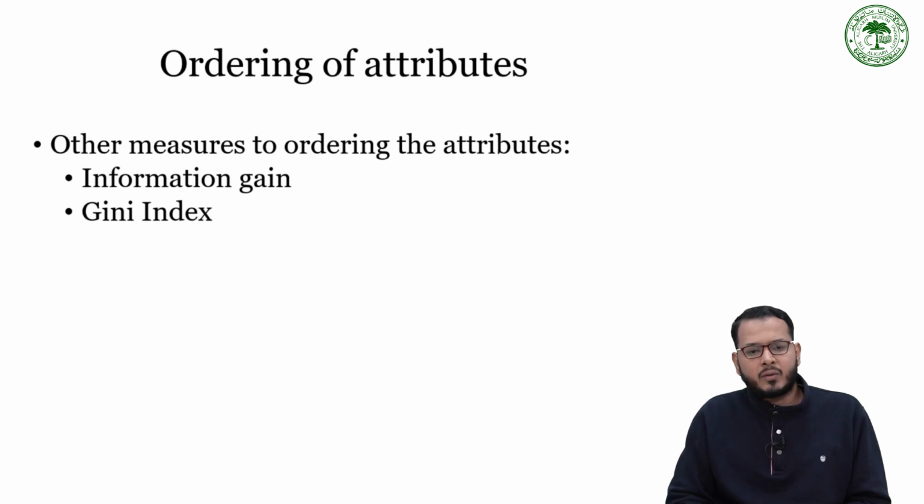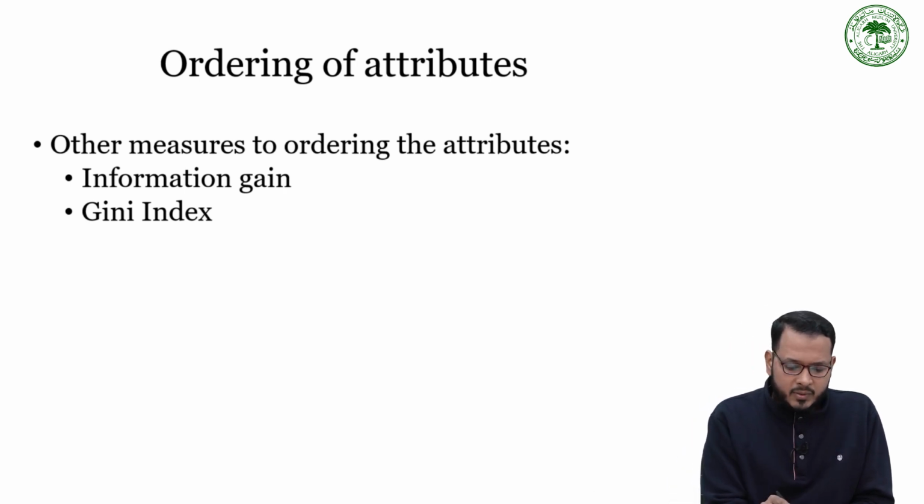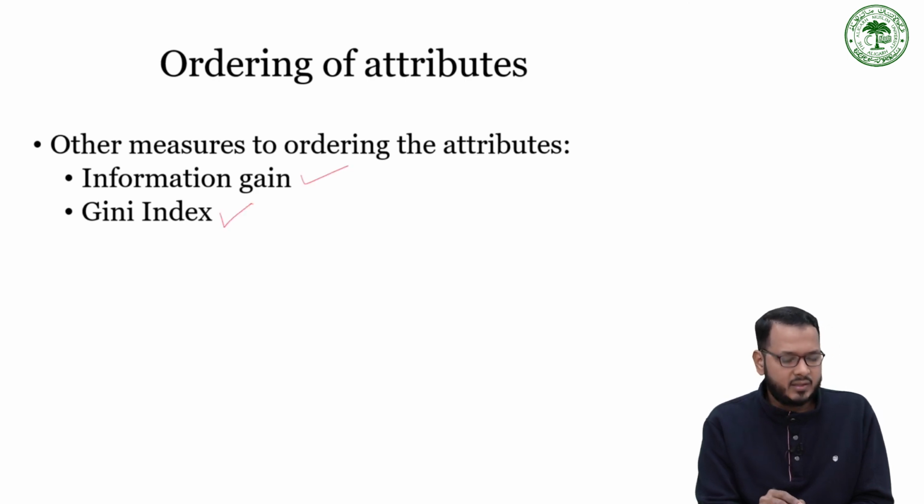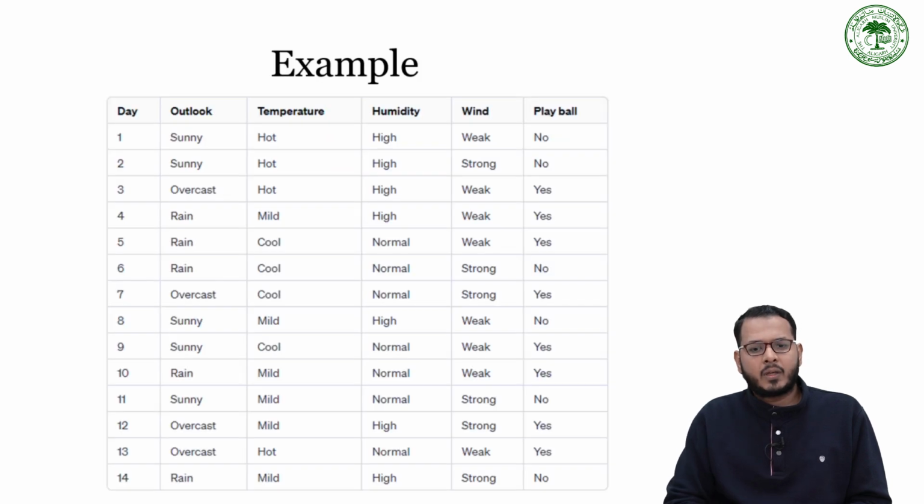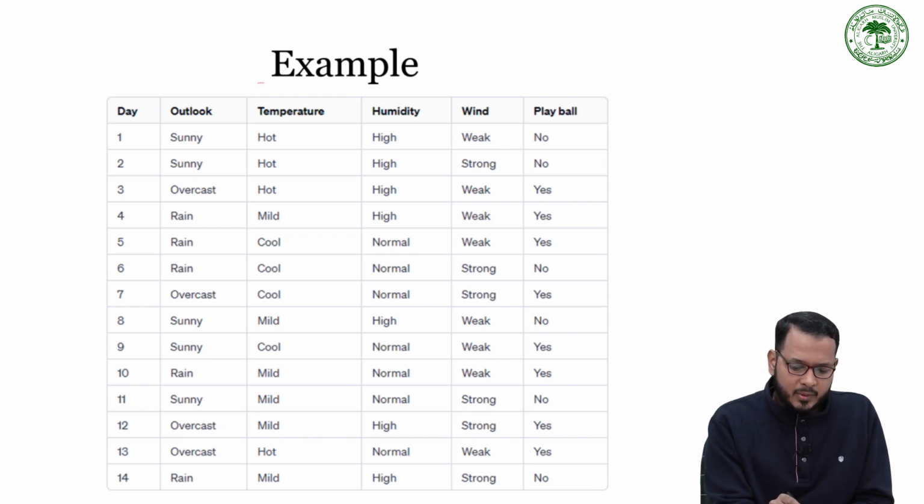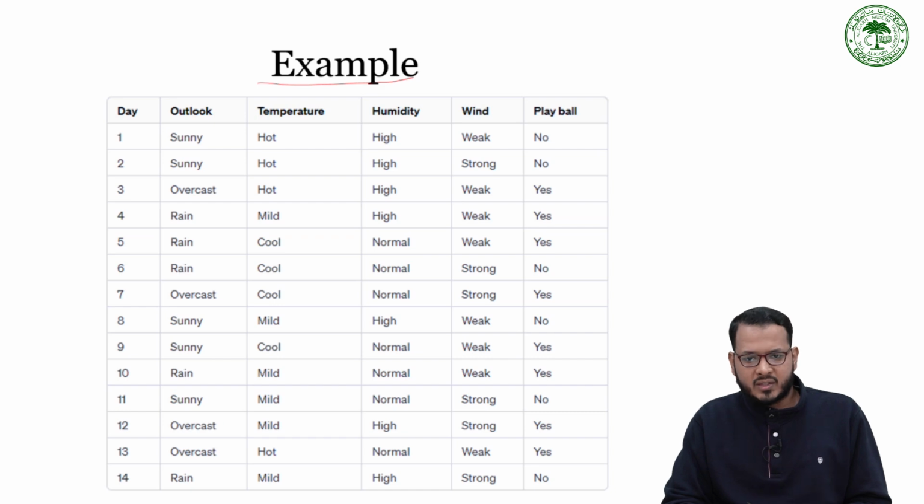It is also important to note that there are other measures to create the decision tree and identify the ordering of attributes. Other famous measures include information gain and Gini index. Let's take the same example once again, and let's try to build a decision tree out of the available data set mentioned in this example.